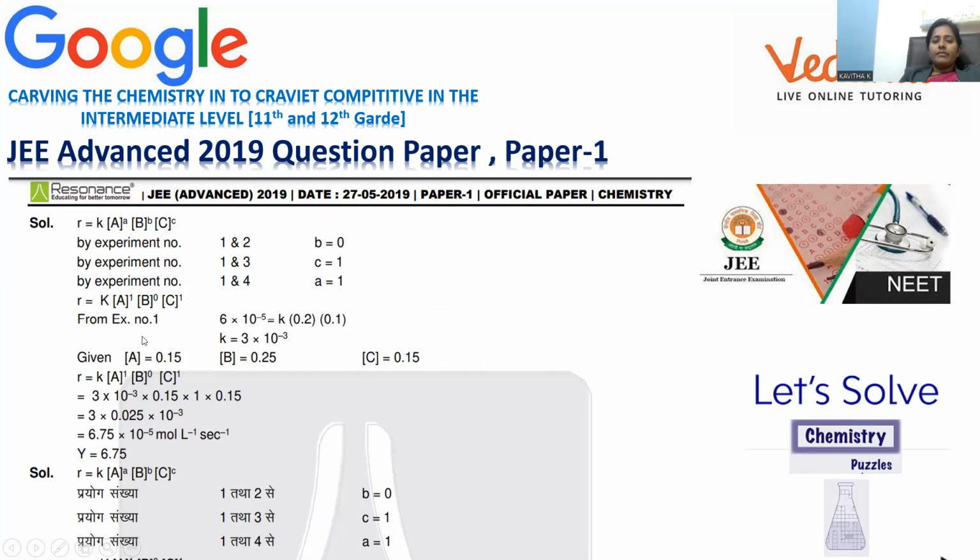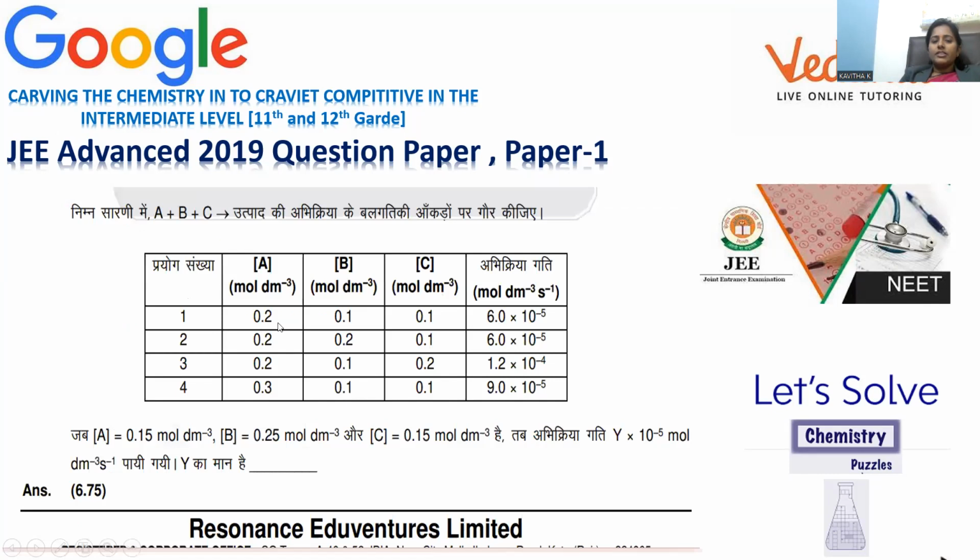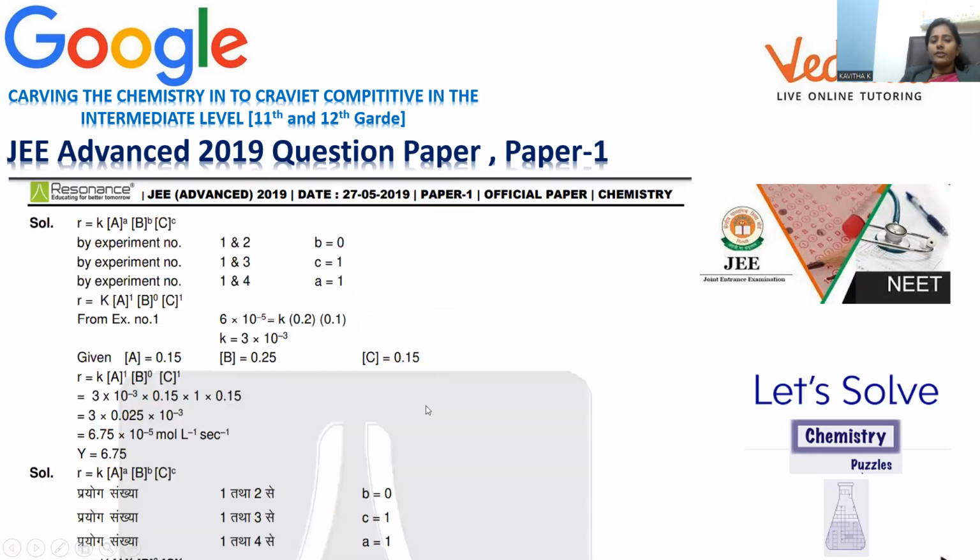From experiment number 1, A concentration is given as 0.2, B concentration is given as 0.1, and the rate of the reaction is given as 6.0 into 10 to the power -5. So 6.0 into 10 to the power -5 is equal to K into 0.2 into 0.1. Let's put in the experiment 1 values. K is unknown, all the numerals are known. So K is calculated as 3 into 10 to the power -3.